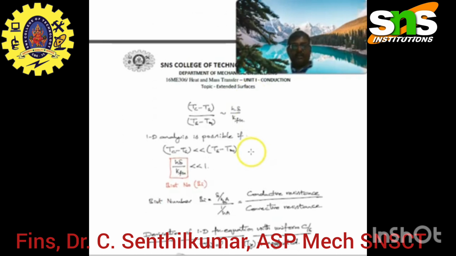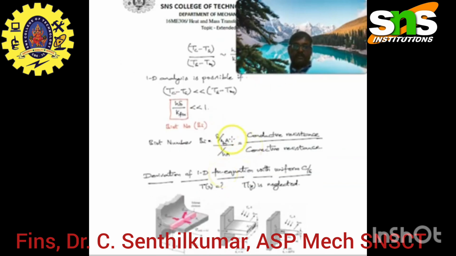Coming to that equation, Tc minus Ts over Ts minus T infinity is nothing but h delta divided by the thermal conductivity of the fin. K is the thermal conductivity of the fin. One-dimensional analysis is possible if Tc minus Ts is less than Ts minus T infinity, so h delta divided by k fin is always less than 1, based on the Biot number. The Biot number is the ratio of conductive resistance to convective resistance, delta by kA over 1 by hA.